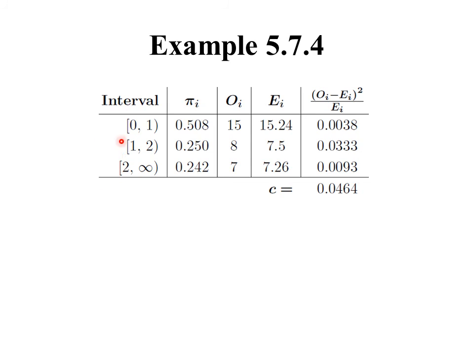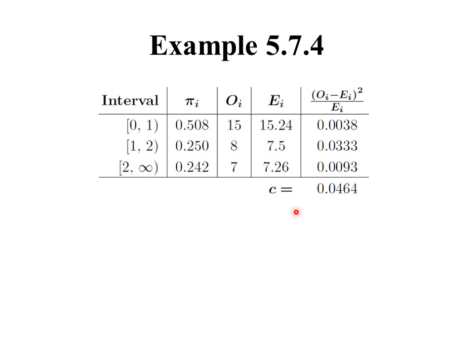So here's our three intervals, 0 to 1, 1 to 2, 2 to infinity. Here's the values of pi sub i. Again, this one is calculated by integrating the density function over this interval. Here we integrate from 1 to 2, and here we integrate from 2 to infinity. Here's the observed frequencies, and so this number 7 was found by adding up those last three observed frequencies. And then here's our expected frequencies. Again, those are calculated by taking the claimed probabilities times 30.